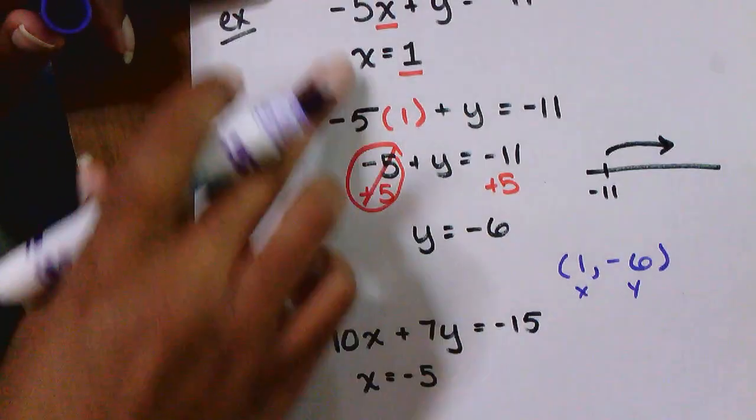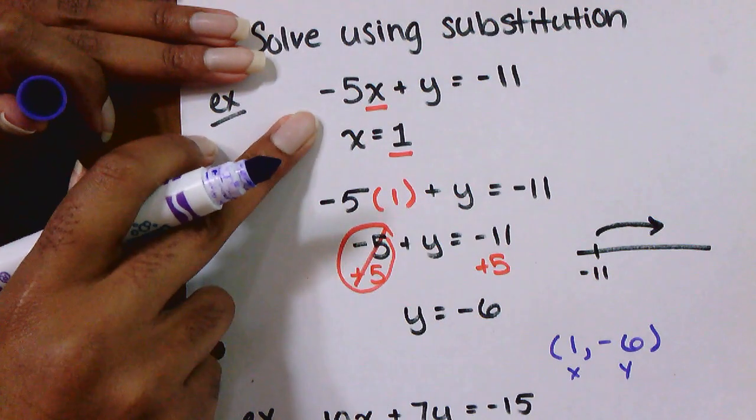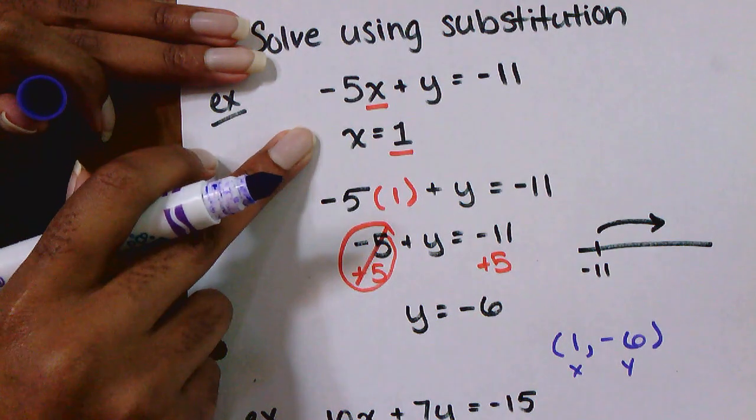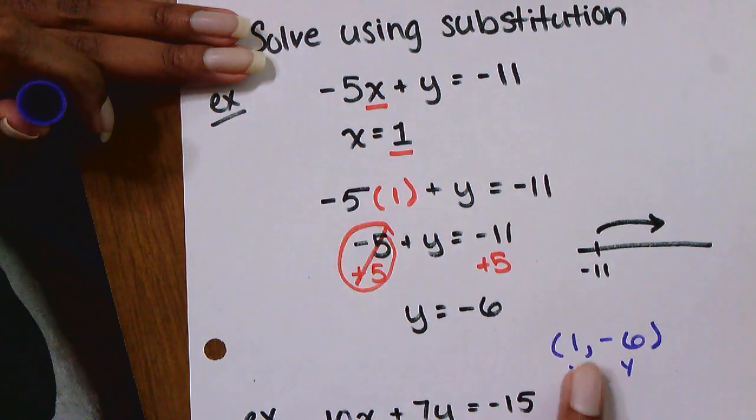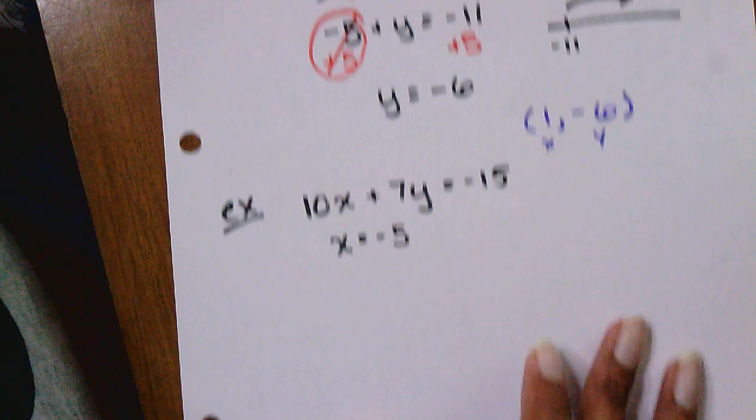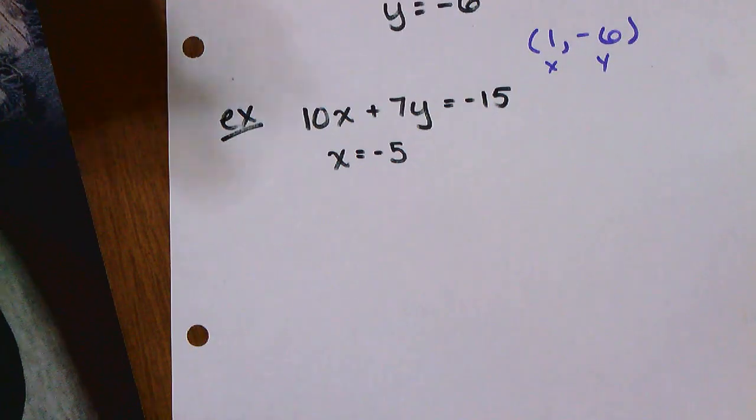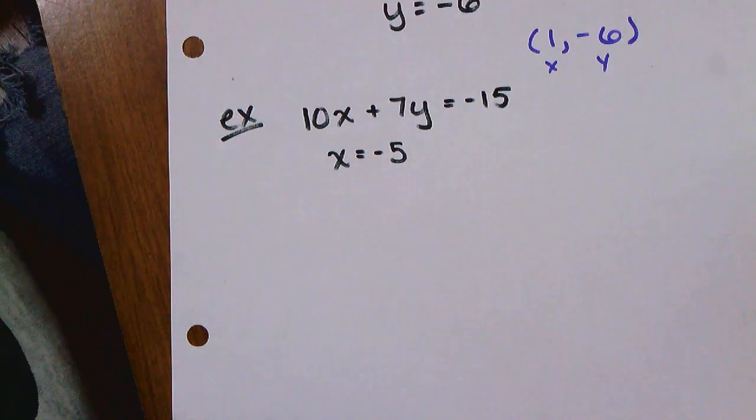If you were to graph these two equations on the Desmos graphing calculator, you would see that they intersect at the point 1, negative 6. And let's do one more example. Very, very similar here.